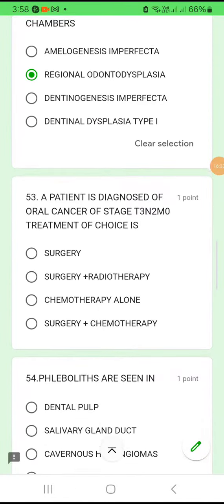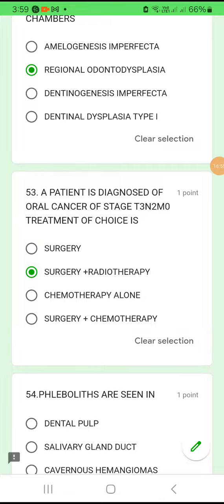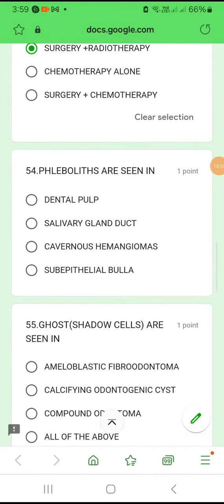Question number 53. A patient is diagnosed of oral cancer of stage T3N2M0. Treatment of choice is surgery or radiotherapy plus surgery, chemotherapy alone, or surgery plus chemotherapy. So check the stage of the cancer. The patient is having T3N2, but there is no metastasis. Okay, if there is no metastasis, chemotherapy is not required. So surgery and radiotherapy will be the option. Option B. Question number 54.